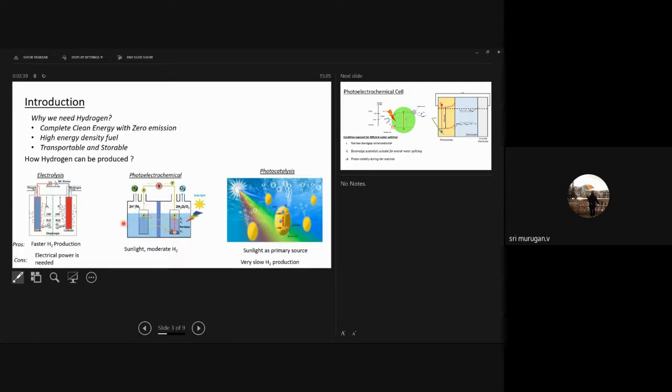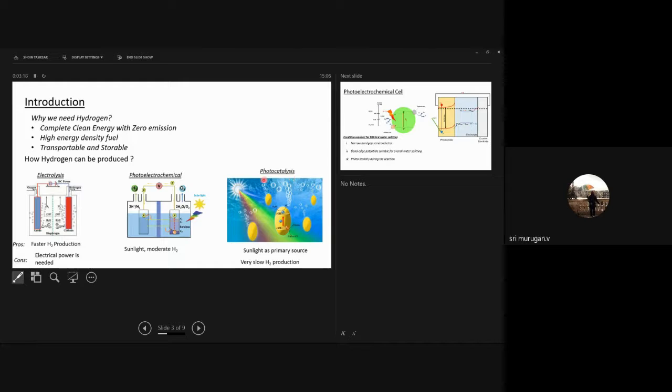Whereas in the photoelectrochemical cell, it's similar to electrolysis, but here one electrode is replaced with semiconductor materials. We have to make a semiconductor in such a way that it will interact with the sunlight and produce electron-hole pairs. If it completes that circuit, then we'll get hydrogen. We'll see it more clearly in the next slide. So here sunlight is used as the primary source. It is much more abundant, and the rate of hydrogen production is moderate compared to the electrolysis method.